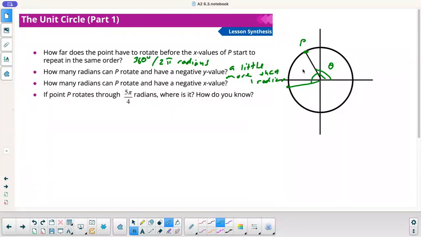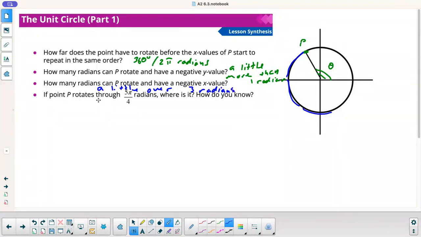How many radians can P rotate and have a negative x value? It could go all the way to here, and then the x value of that point would start being positive because it's on the right side. So you kind of just estimate how many radii you could wrap around the circle here. Looking here, how many radii? 1, 2, probably a little over 3. So I would say a little over 3 radians, or 3 radii wrap around the circle.